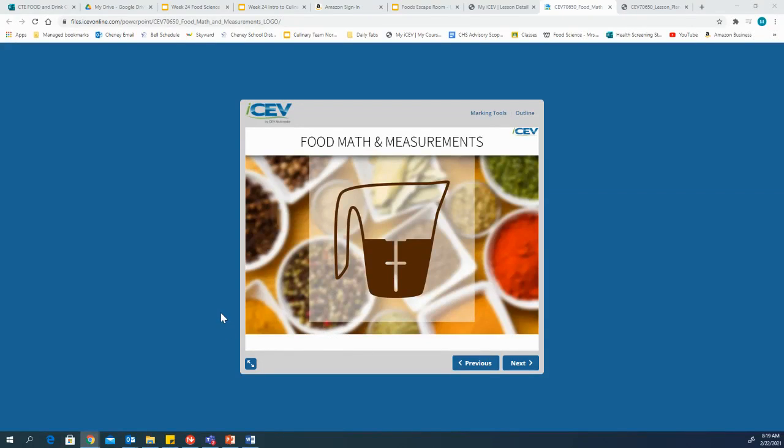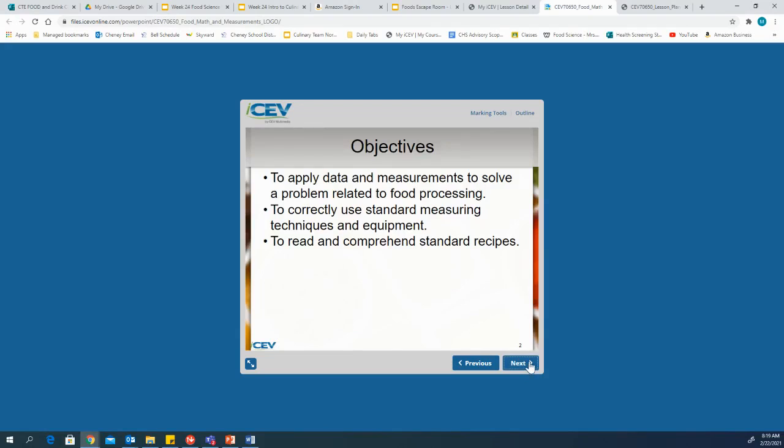Hi, in this unit, we're going to be talking about math and measurements. The objective for this lecture is to correctly use standard measuring techniques and equipment.